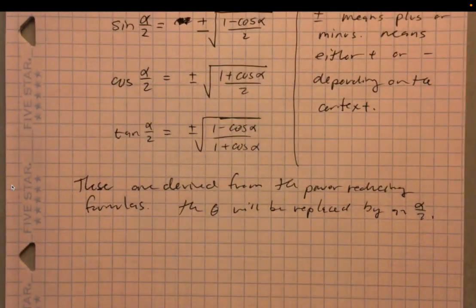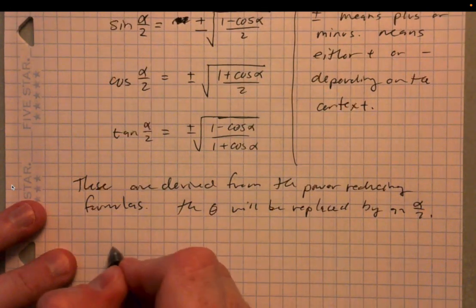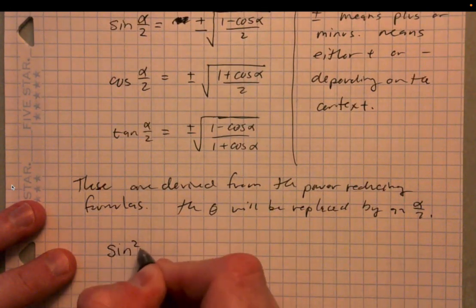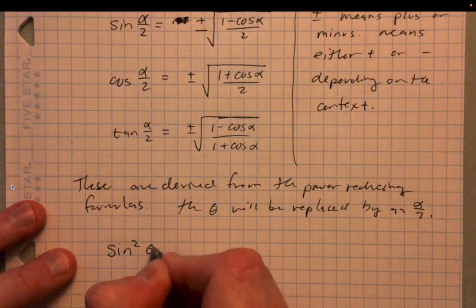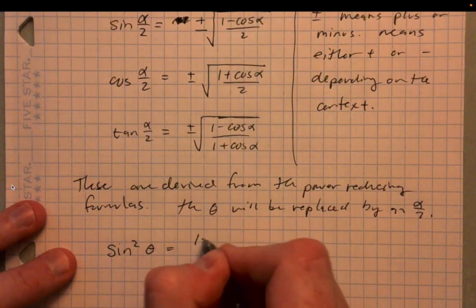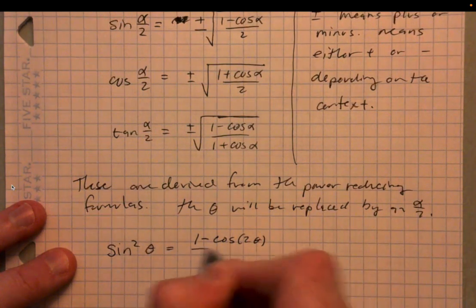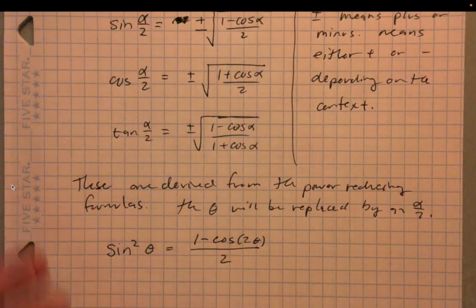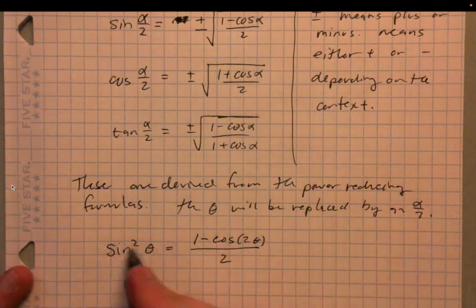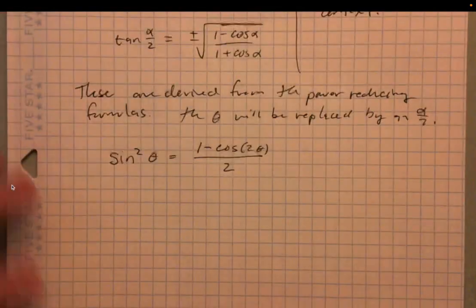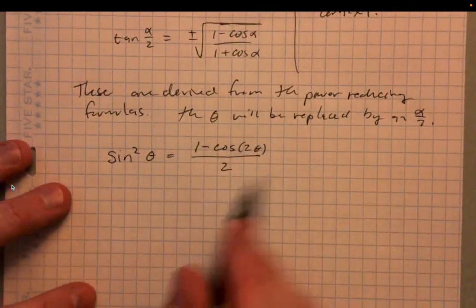Okay, so let's see how this works. In the power reducing formula for sine, for example, we had sine squared theta equal to (1 minus cosine of 2 theta) over 2. That's kind of where this starts from. That's the power reducing formula, and we want to start from there.